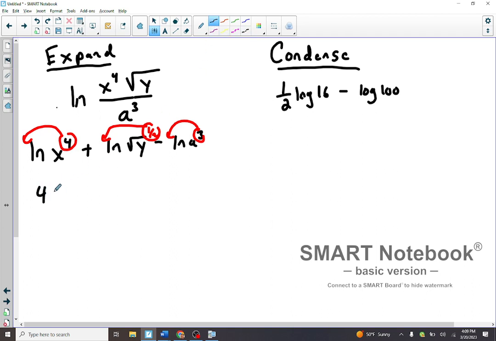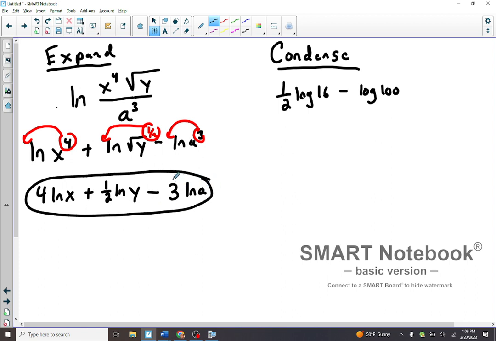4 ln x plus 1/2 ln y. You could put ln y all over 2. That's fine also. Minus 3 ln a. So each suitcase only has one thing each, okay? Because when you're condensing, you put it in one suitcase. That's the answer for this one.